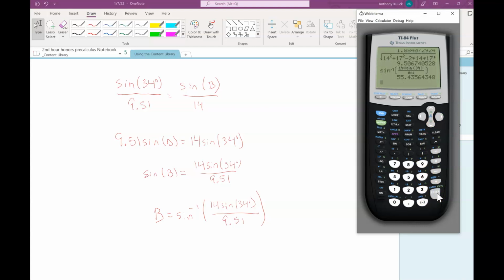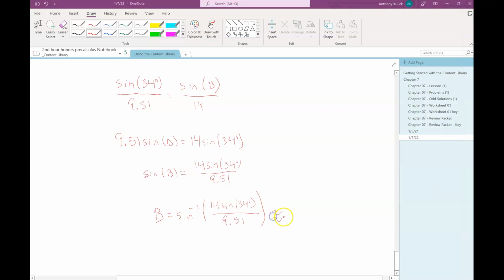So I get 55.44 degrees when I do that. So then angle C, super easy, because now I have two of the three angles.